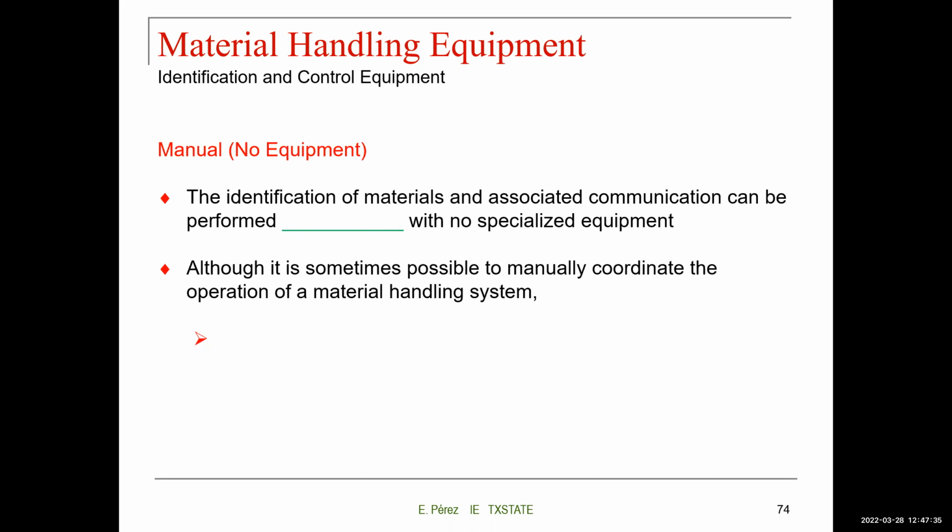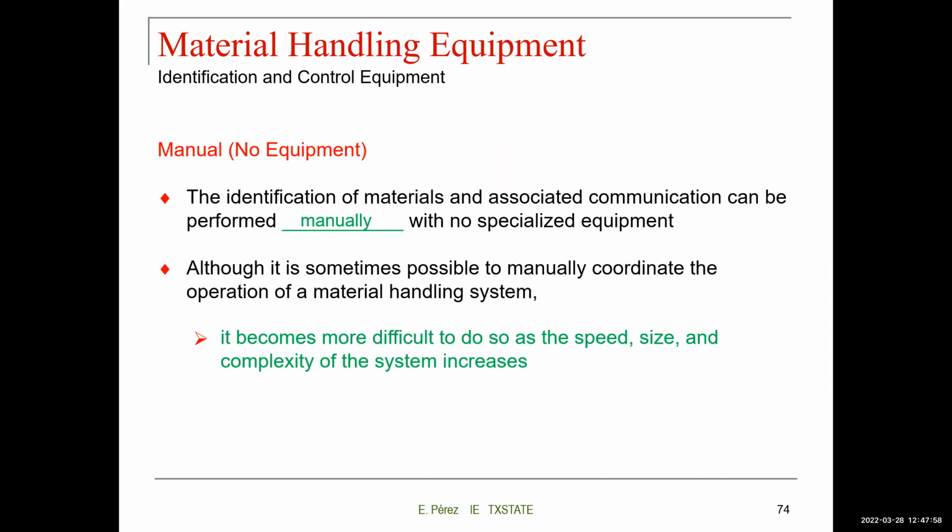So always an option is to have no equipment, right? This is the cheapest way, but maybe more staff or human resources are needed. The identification of materials and associated communication can be performed manually with no specialized equipment, although it's sometimes possible to manually coordinate the operation of a material handling system. It becomes very difficult to do as the speed, size, and complexity of the system increases.